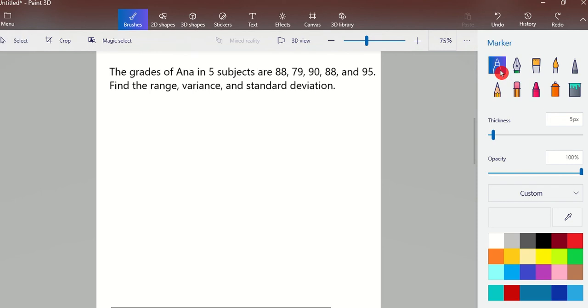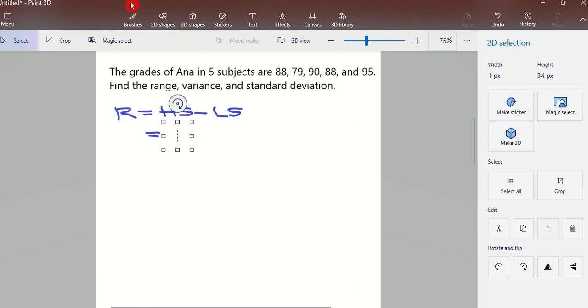Okay, let's start solving using the formula of the range. So the range R is equal to the highest score minus the lowest score. Okay, as you can see with our scores, the highest is 95 while the lowest is 79. Okay, so substituting in our formula.